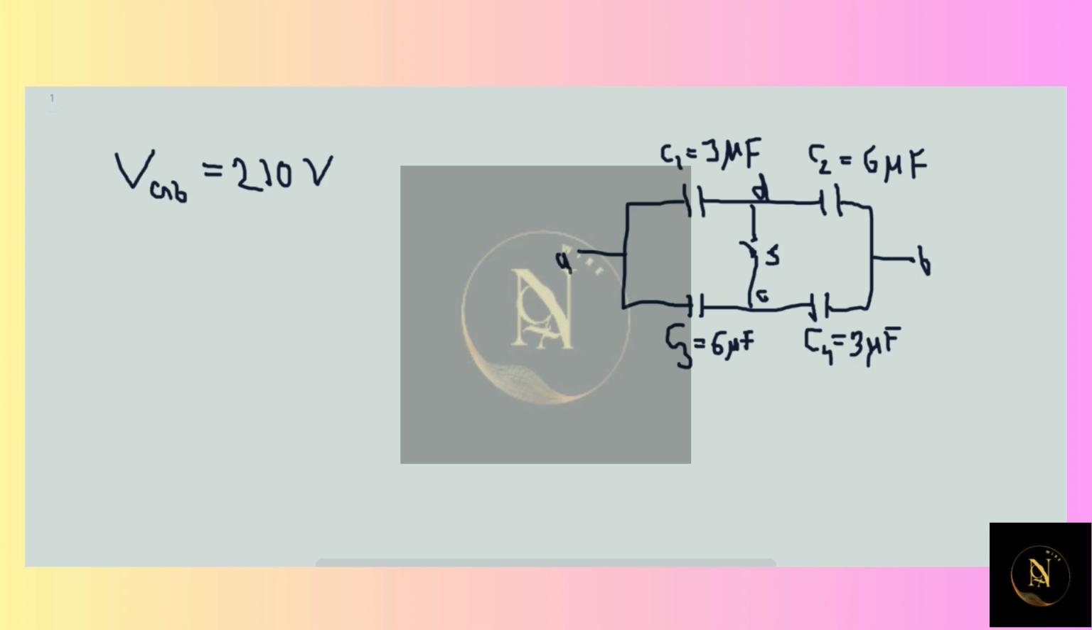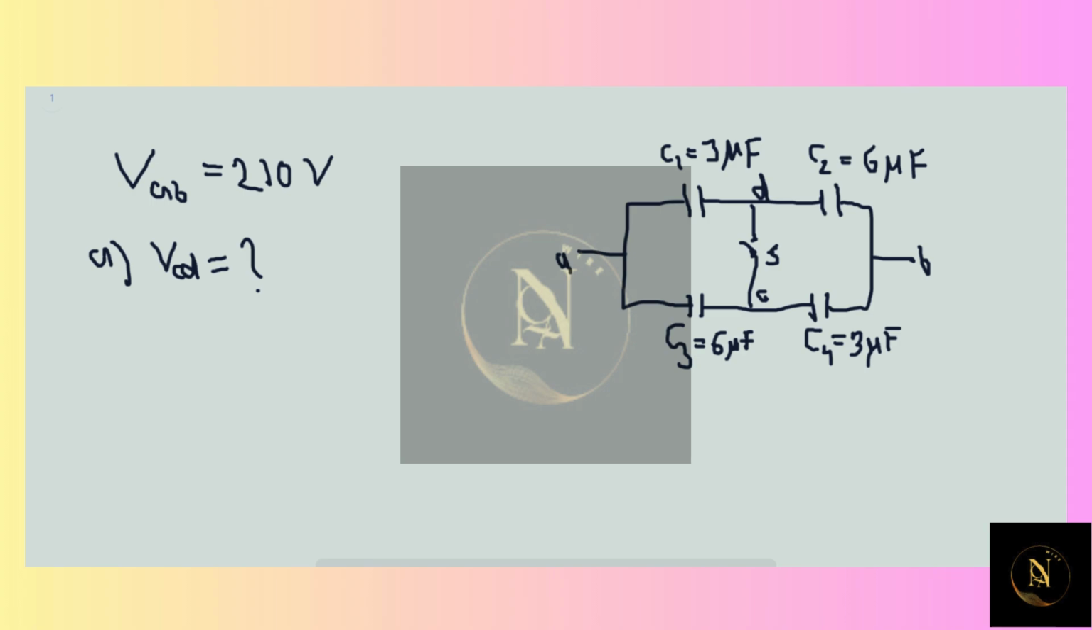And in the first part of the problem, we need to find the potential between the points C and D, so VCD. So this is what we are required to find in the first part of the problem.